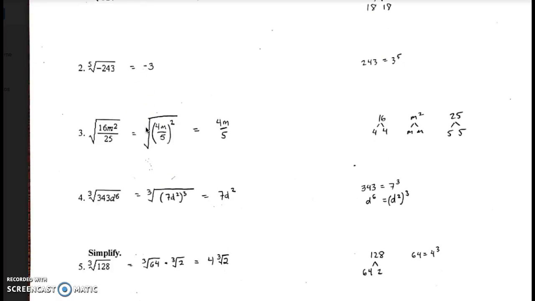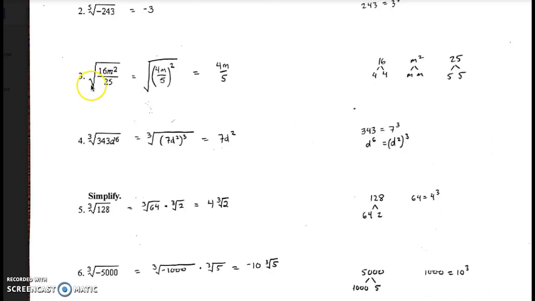When we go down to question 3, we've got the square root this time of 16m squared over 25. Over here on the side, I broke down each of those pieces of the fraction. 16 is 4 times 4, it's a perfect square. M squared is m times m, it's a perfect square. 25 is 5 times 5, and it's a perfect square. So my second step of simplification is I'm going to take each of the individual factors, the 4, the m, and the 5, and make a fraction, and then square the whole fraction. Then the square and the square root cancel each other out, and we're left with just 4m over 5.